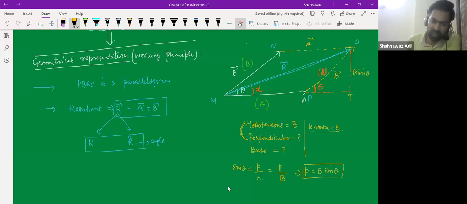And then we have this base. I want to relate this base and the hypotenuse. What will relate them? Cos, absolutely correct. So cos theta is base by hypotenuse. The base I want to calculate, and the hypotenuse is B, so the base would be B cos theta. So this thing, PT, is B cos theta.